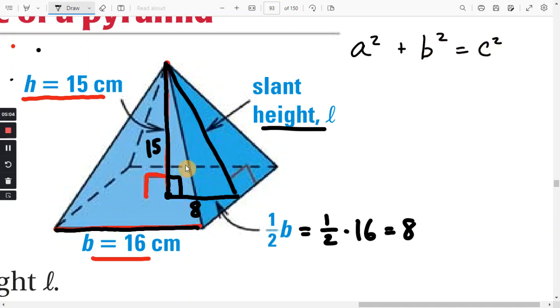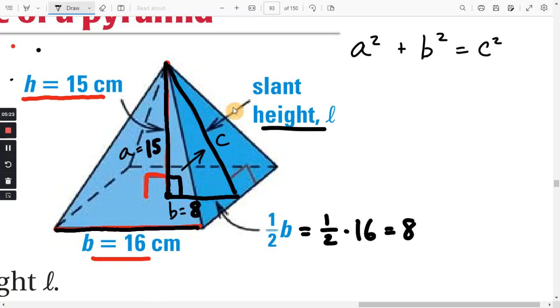Okay, across from your right angle is your hypotenuse. That's always going to be C. The other two sides are A and B, so I'm going to let A equal 15, and I'm going to let B equal 8. All right, this B is just in the Pythagorean theorem. This B is actually a base edge.